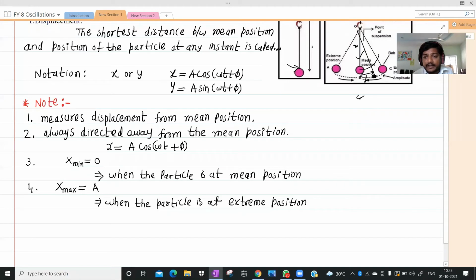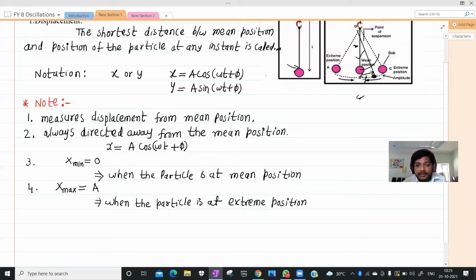So in this diagram, you can observe this is the maximum displacement, capital A. On this side also maximum displacement, capital A. But at the mean position, the minimum displacement, that is small x.